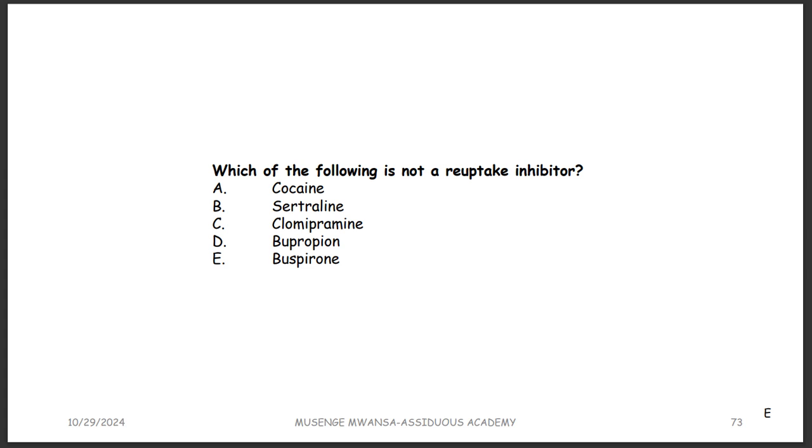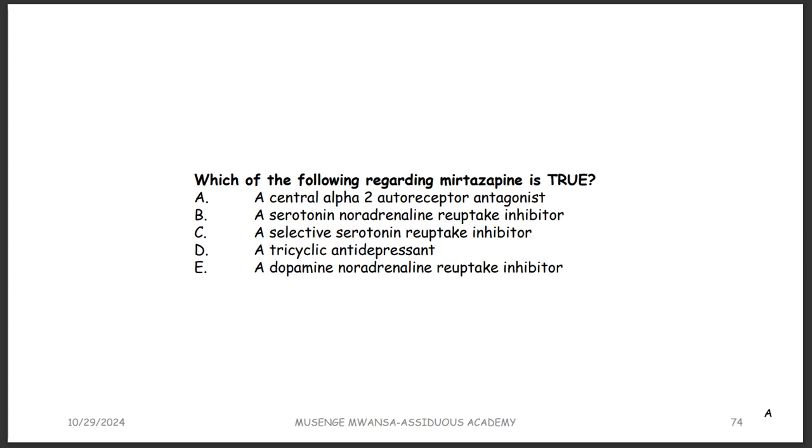Okay, so cocaine, we know cocaine is a reuptake inhibitor. That's why it's used in abuse, right? Sertraline, we've mentioned sertraline in today's class on the antidepressants, and we know the mechanism of action of the antidepressants. Mostly, they prevent the reuptake of any one of the three monoamines. Bupropion, we just said it is a norepinephrine dopamine reuptake inhibitor. Buspirone, we are going to talk about it when we talk about anxiety. It is an antagonist for serotonin, not an inhibitor. So that's the answer.